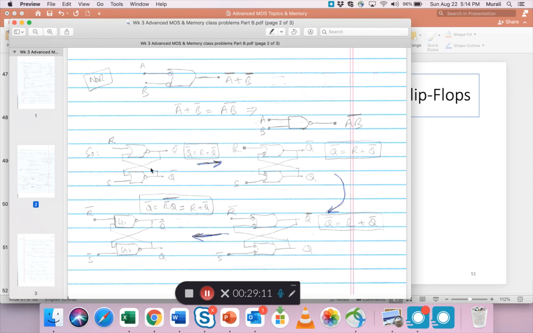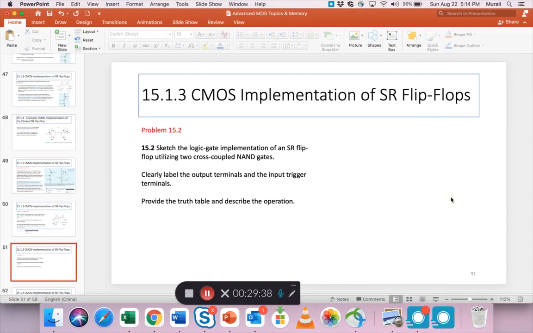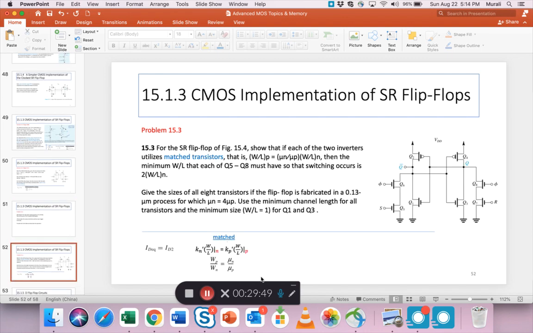Okay, thus we can say that we have taken the original NOR gate and created a NAND gate version of the SR flip-flop. Of course, we have inverted inputs here. Here we only have R and S, but here we have R bar and S bar. So you will need inversion stages prior to this if you only have R and S signals, but we have answered the question that is required. Okay, all right. Clearly label the output terminals and the input trigger terminal. Provide the truth table. I haven't done that. I'll leave it to you to solve it. Okay, all right.